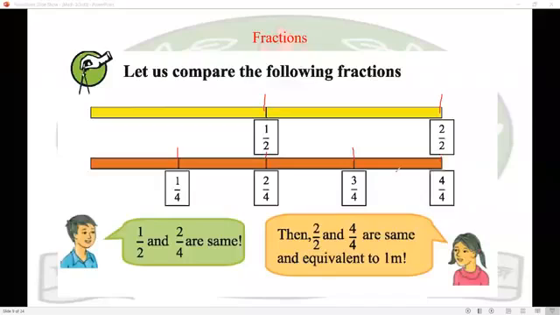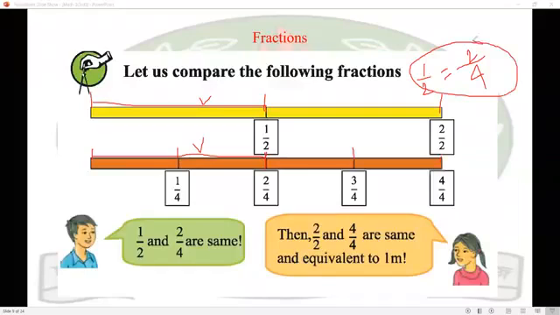So we have to find out the equivalent fractions. We see that 1 by 2 is the length from the beginning to here. In the second part, we see that from the beginning to here is the length 2 by 4. So this length and this length are the same. So we say 1 by 2 is equal to 2 by 4 because they are the same length. So these two fractions are equivalent.